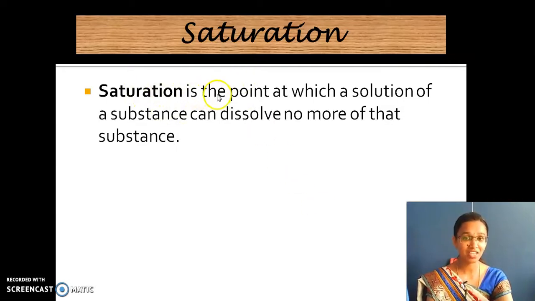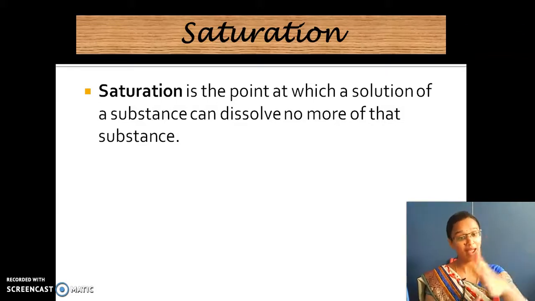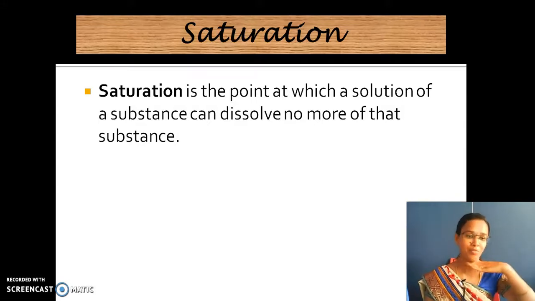Listen, saturation is the point at which a solution of a substance can dissolve no more of that substance. That's all. Suppose I am giving you a bucket of 1 kg of biryani. Are you able to eat it? Yes. If I give you 1 more kg, are you able to eat it? Okay, if you eat that also, and I give you again 1 more kg, are you able to eat? No. That is saturation. Afterwards, you can't eat anything. You have reached a saturation point. The food is up to here, so if you eat further, you are not able to.